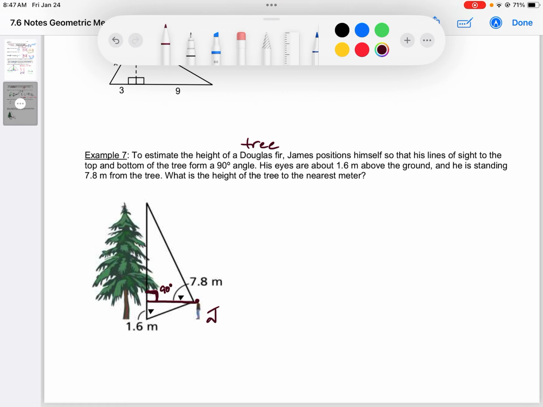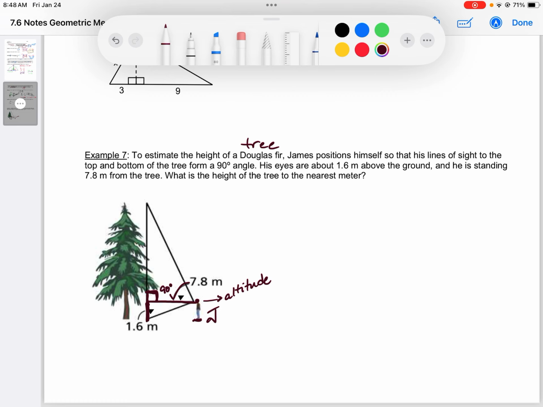That's a 90, okay? So if we turn this triangle, that line right there is our altitude. It's the altitude that we've been writing in. All right, so they form a 90-degree angle. It says his eyes are about 1.6 meters above the ground. So that's this little part right here. That's where the 1.6 comes from. That's from his feet to his eyes.